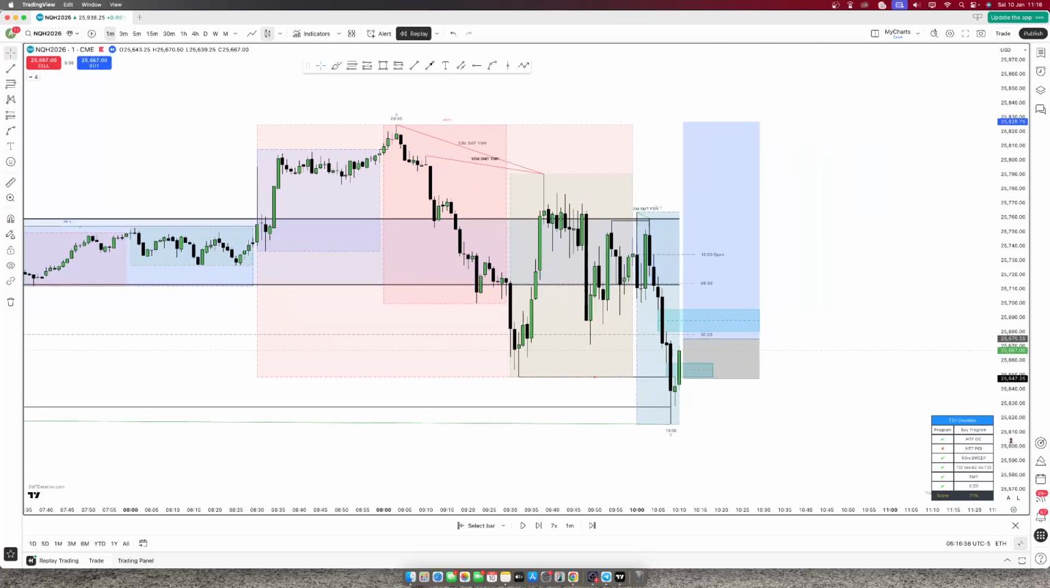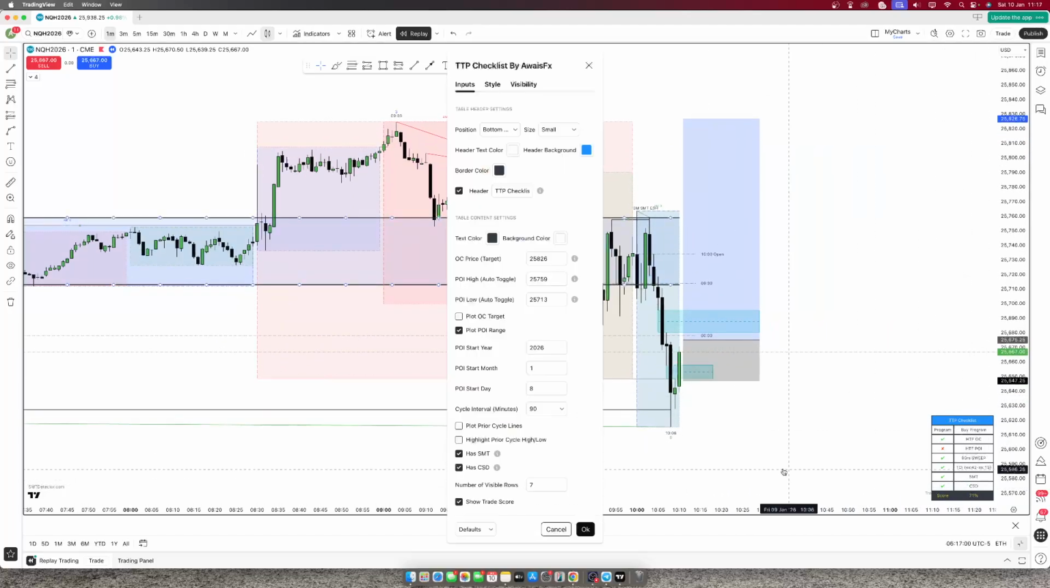And all we need to look at now is whether there is CSD. Now SMT and CSD are manual checkboxes because someone's CSD might be different. So I just decided to leave that open, as in has CSD tick and false. So you can manually go and tick that.